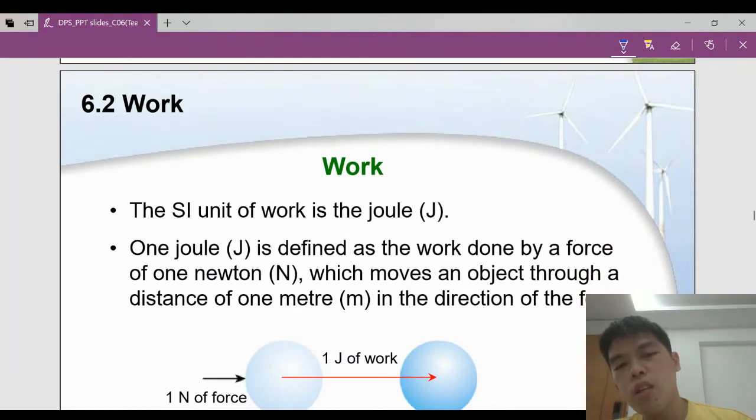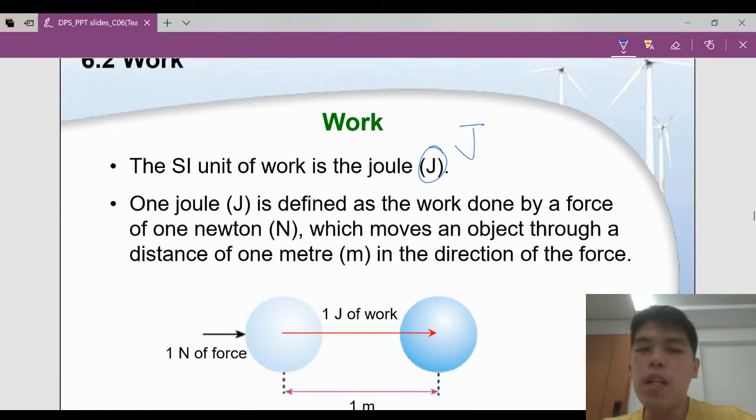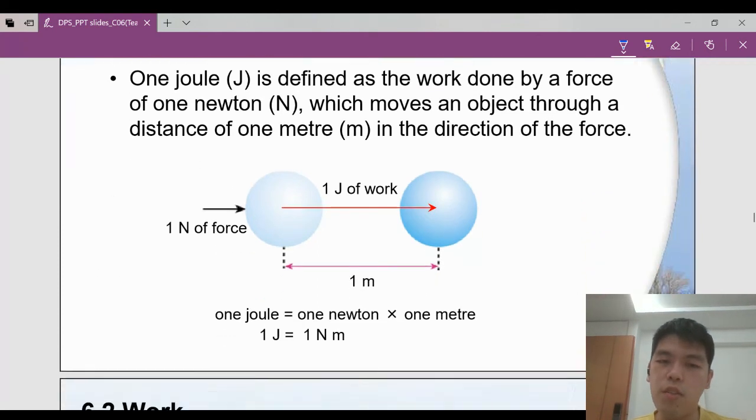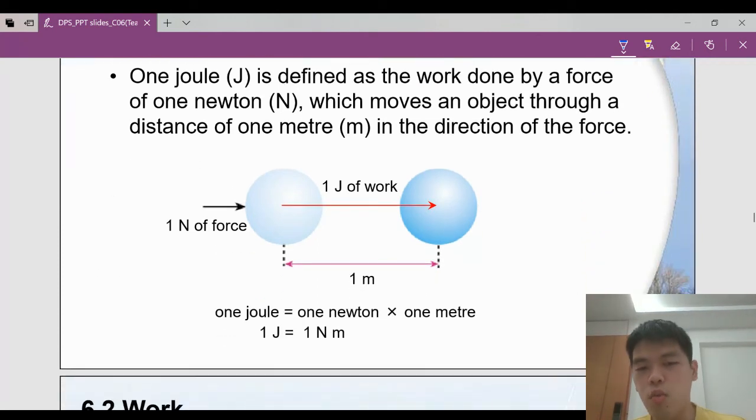So the SI unit for work or work done is the joule, capital J. Please take note. 1 joule is defined as the work done by a force of 1 newton, which moves an object through a distance of 1 meter in the direction of the force. So 1 joule is equal to 1 newton times 1 meter.